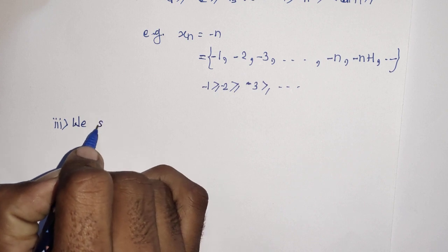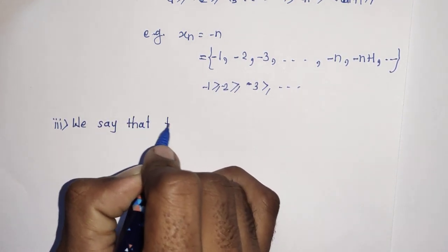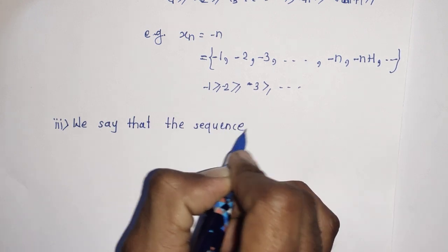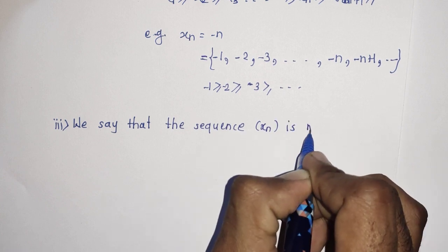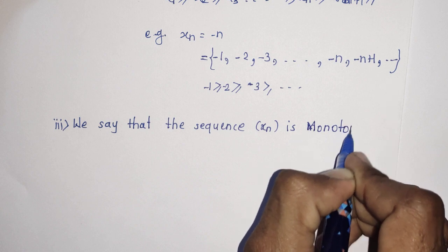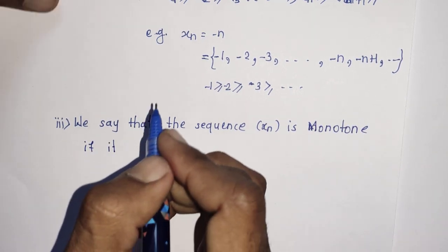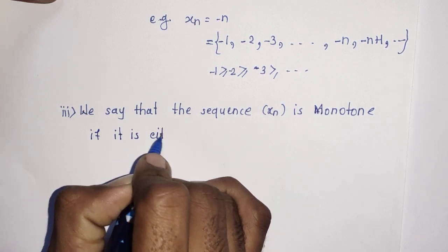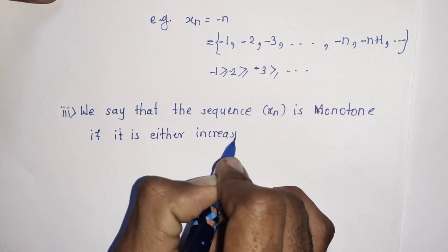We say that the sequence xn is a monotone sequence if it is either increasing or decreasing.